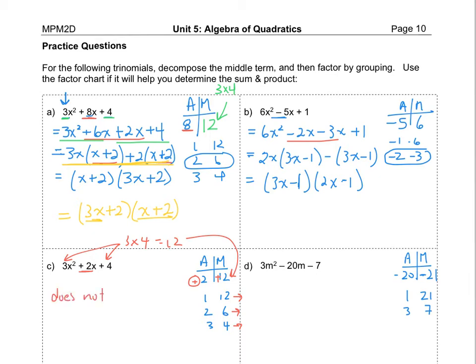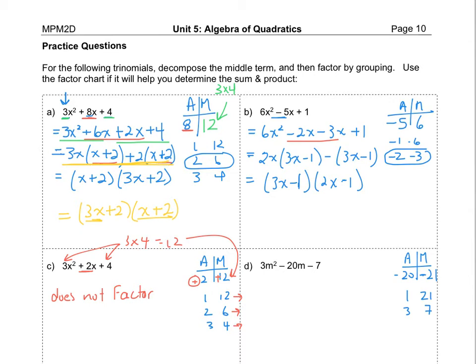So I'm just going to write "does not factor," and that's the end of that. Sometimes questions will come up that won't be able to be factored, and you just write that down: does not factor. Don't leave it blank, otherwise I won't know that you don't know what's going on. I will think you don't know what's going on as opposed to knowing that it doesn't factor.